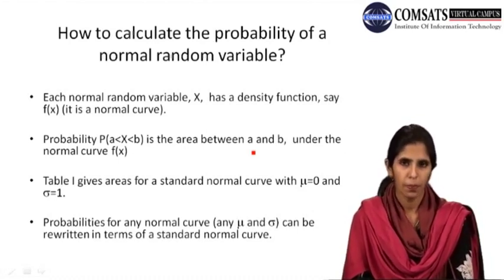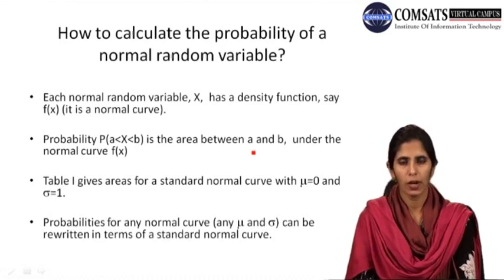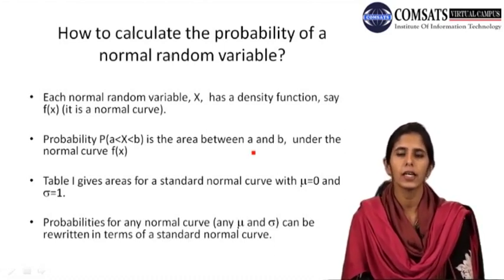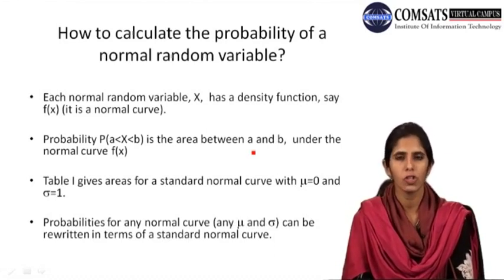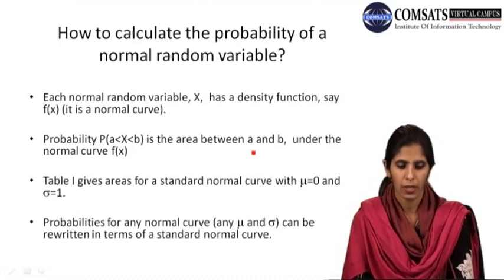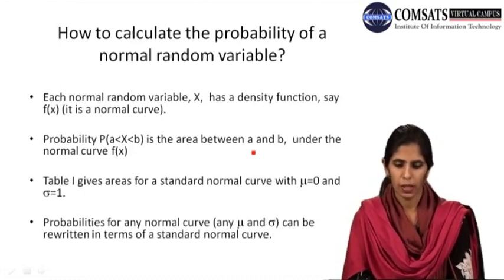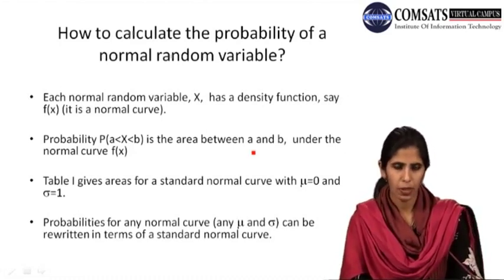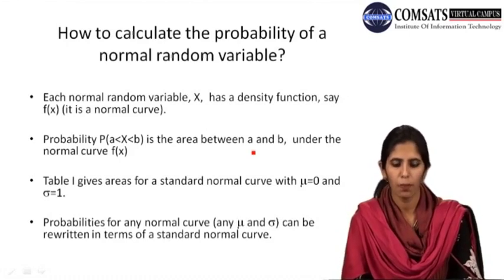जो हमारे पास टेबल अभी हम जिसको लोकेट करते हैं और आइडेंटिफाई करते हैं और उसको हम रीड करने का तरीका भी देखते हैं, वो टेबल बेसिकली एक स्टैंडर्ड नॉर्मल कर्व के ऊपर बना हुआ होता है which assumes that mu is equal to 0 and standard deviation is equal to 1. Probabilities for any normal curve, that is mu and sigma, can be rewritten in terms of the standard normal curve. जो probabilities हैं normal curve की वो mu और sigma दोनों की फॉर्म में rewrite हो सकती हैं in terms of the normal curve.